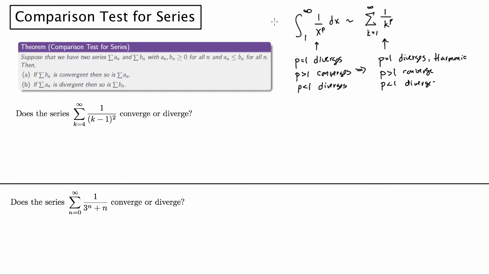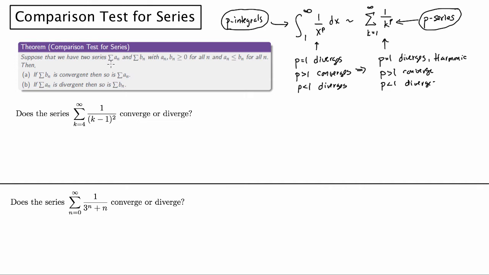So if you remember what we called these back when we were doing improper integrals, these were called the p integrals. And we used those for comparisons to other integrals. We're going to do the same thing here, only now these are called p-series, and we're going to use them as the basis for our comparison with other series. And so the comparison test for series is almost identical to the comparison test for integrals.